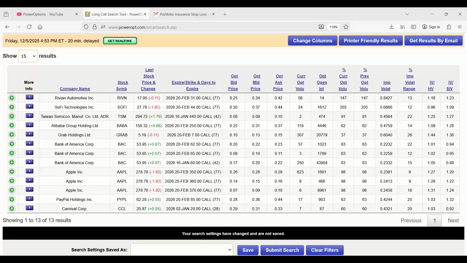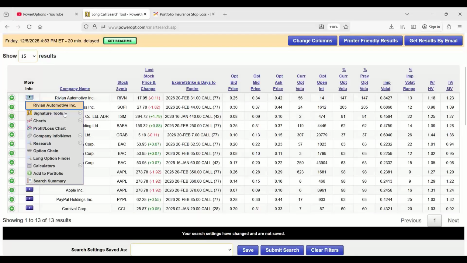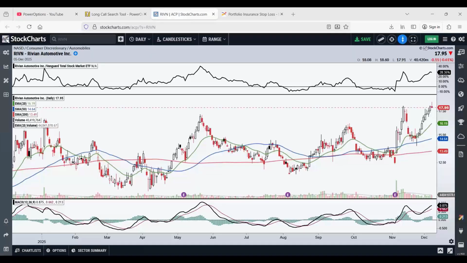But what was the charting that I set up from? What was that MACD thing that I set up from? Let's take a look at Rivian real quick. And we're going to look at charts. I'm going to use this ACP stock chart. It usually takes half a second to load or so in this case. All right.